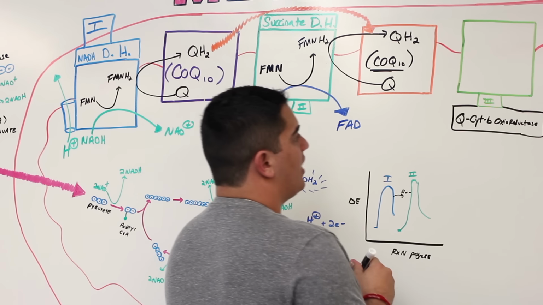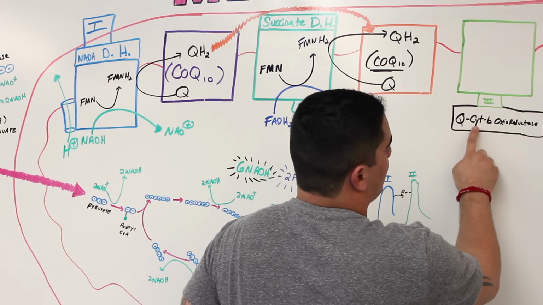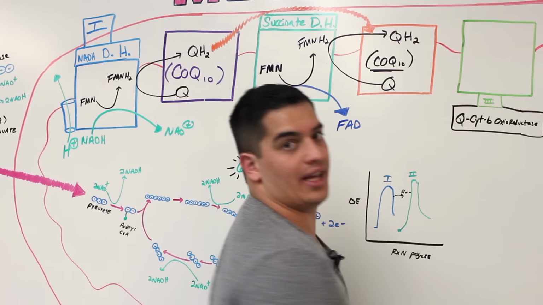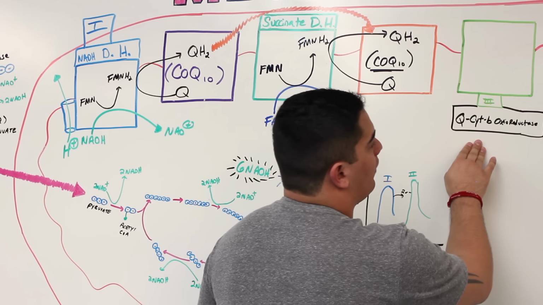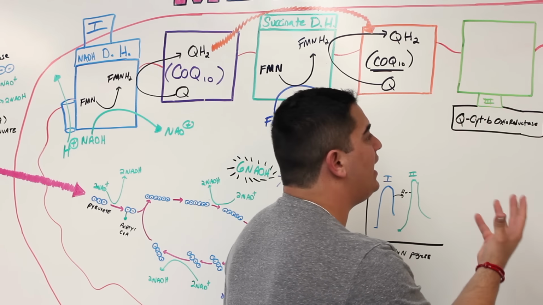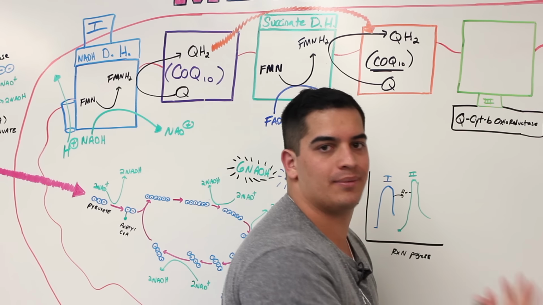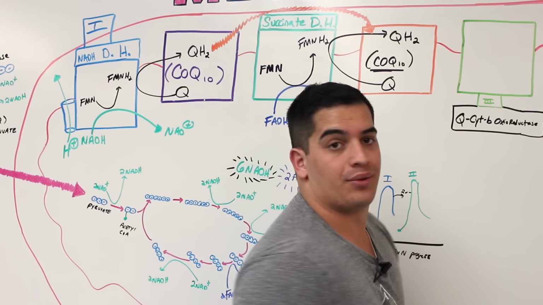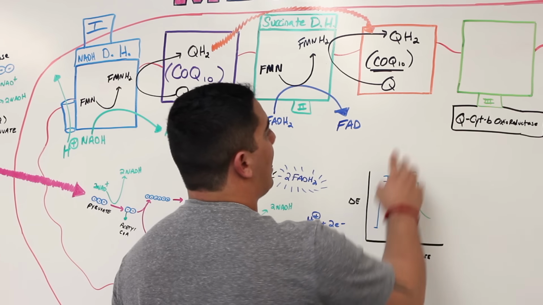Okay, so again, what is the name of this? Coenzyme Q, cytochrome B, oxidative. That is its name, or you can even call it cytochrome BC1 complex. Or you can just call it complex 3. It's up to you guys. All right, but anyway, what's happening here?